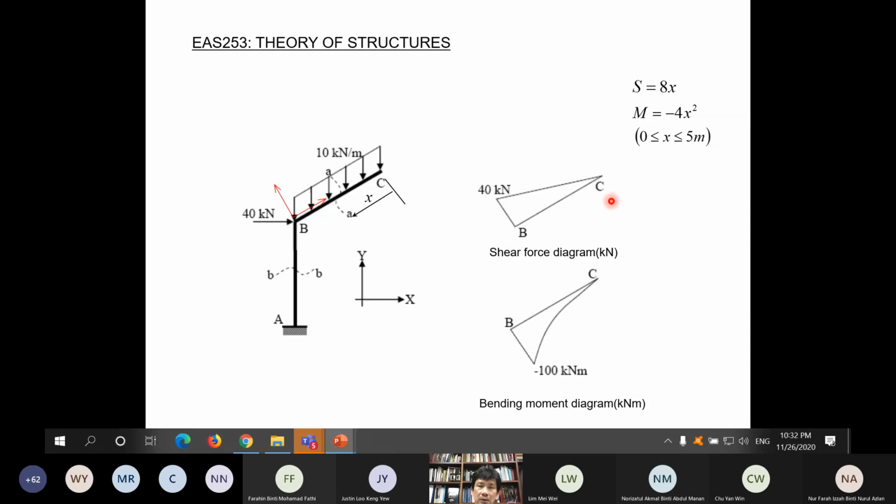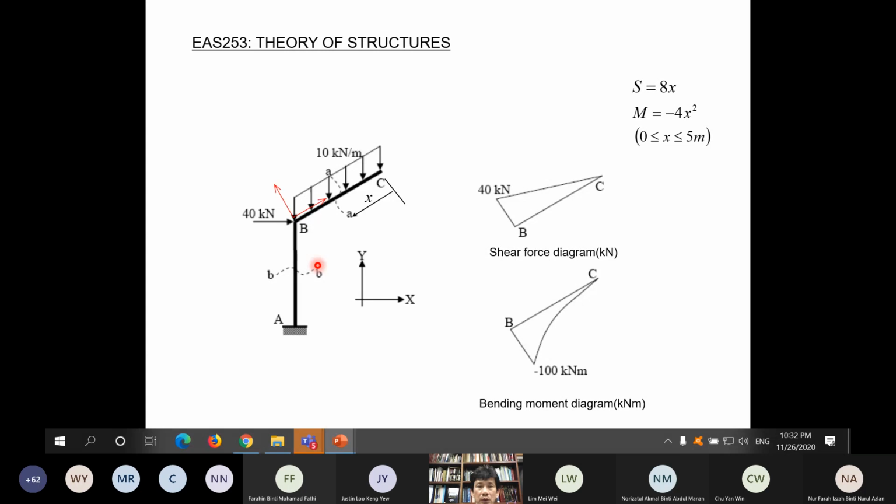So for this part, the shear force diagram looks like this because from 0 to 5 it is all the way positive. So we draw it on the top side here for positive shear force. And the bending moment is all the way negative, so we draw it on the bottom side here for negative bending moment.